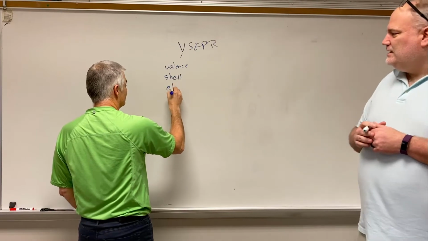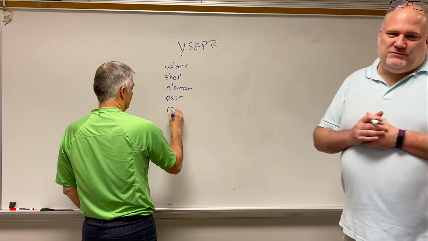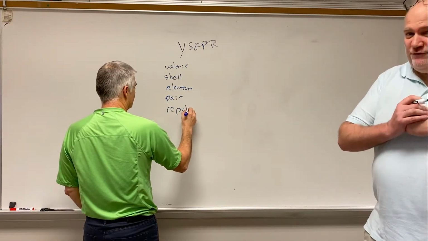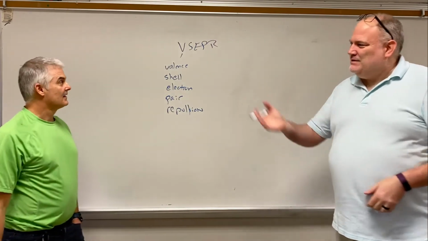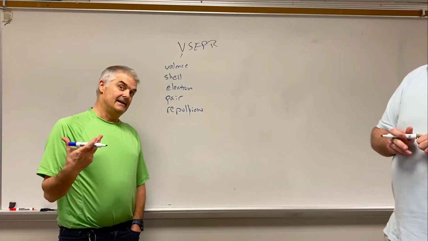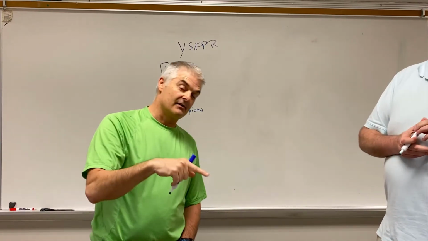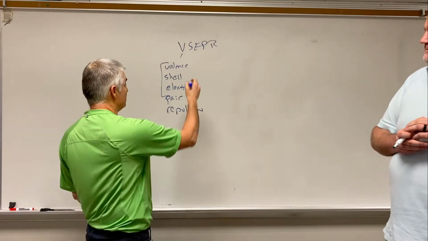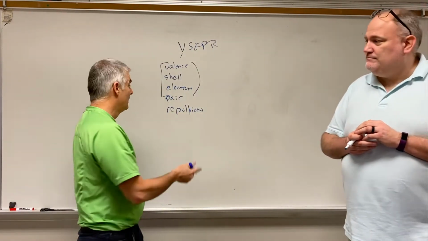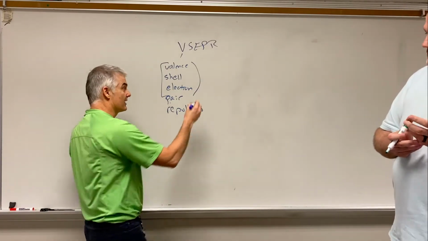Valence, shell, electron, pair, repulsion. And that is what we like to call in the business a mouthful. So, what does that mean? You want to take a shot at what that means? Valence, shell, electron. That would be valence electrons, which are electrons on the outer shell. So this means outer shell electrons. Very true. Pairs means two, so they must come in pairs, like two dots.